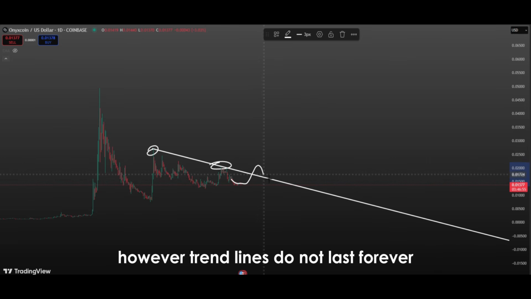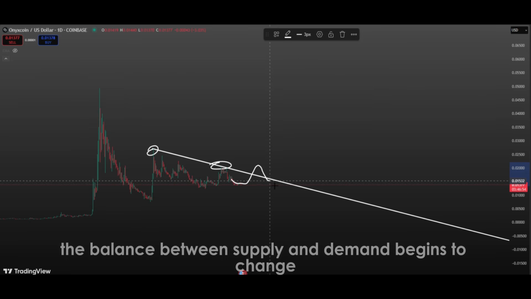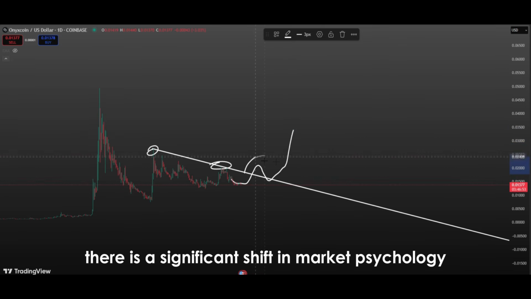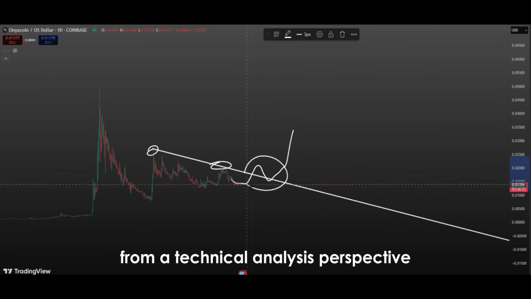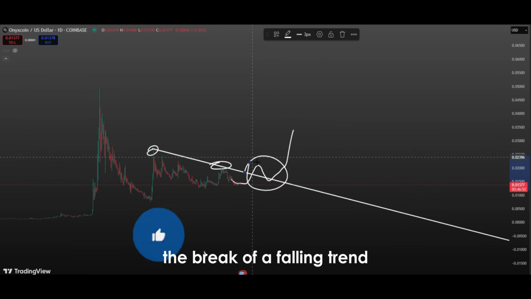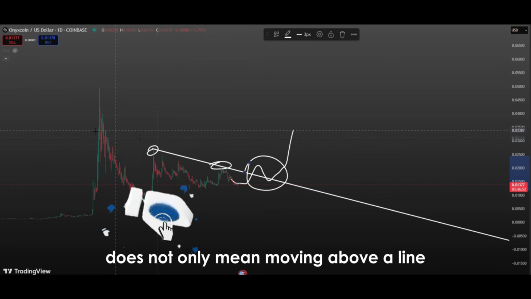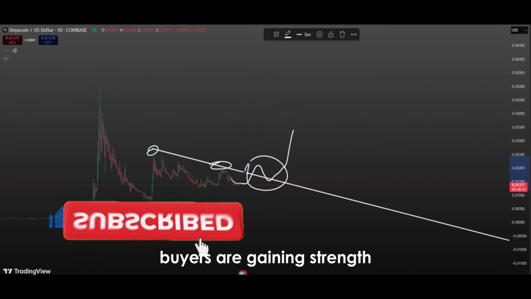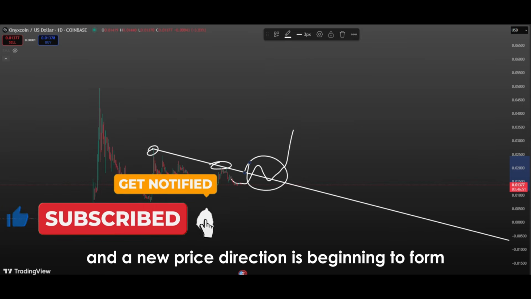However, trend lines do not last forever. At some point, the balance between supply and demand begins to change. Buyers become more aggressive, and when the price breaks above this falling trend line, there is a significant shift in market psychology. From a technical analysis perspective, the break of a falling trend does not only mean moving above a line, it also indicates that selling pressure in the market is weakening, buyers are gaining strength, and a new price direction is beginning to form.